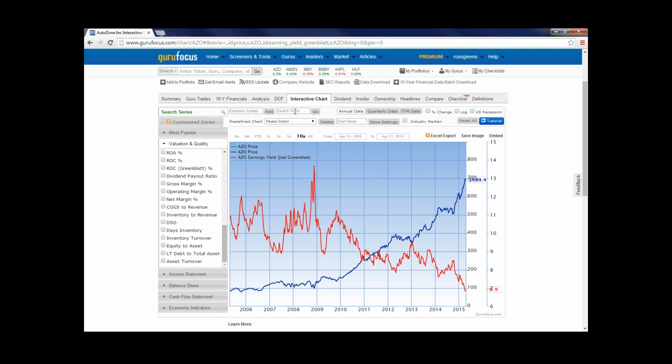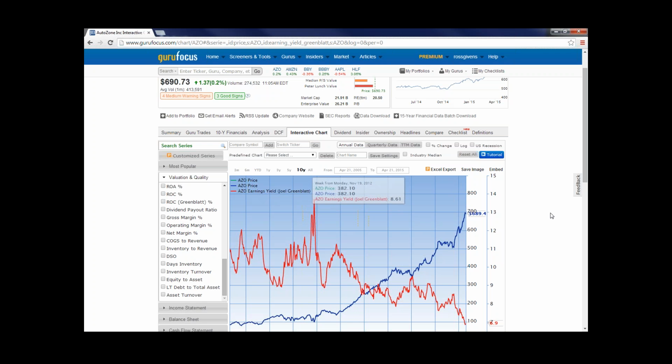Now, there are also prefab charts here. Okay, so one of the easiest ways to start with this, up in the top, if you can see this, you see where it says predefined chart right here above the blue chart, right below where you enter the new ticker symbol. It says predefined chart, and there's this drop-down menu.